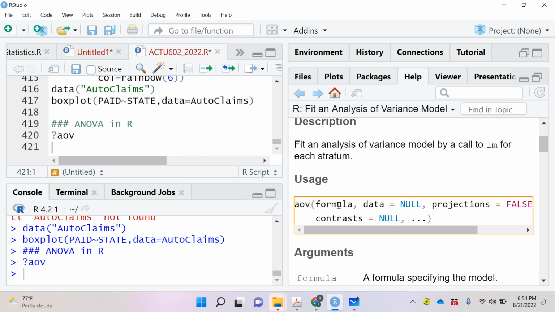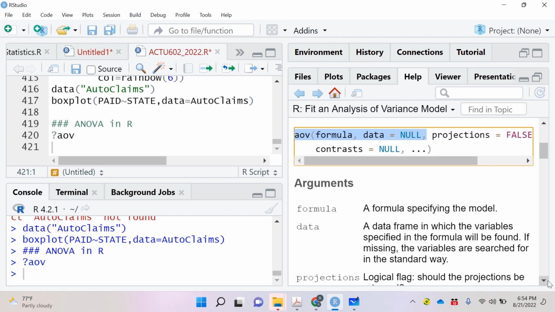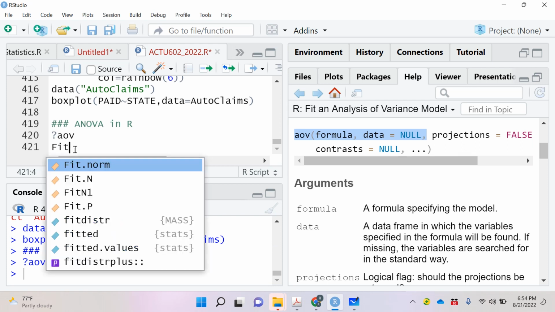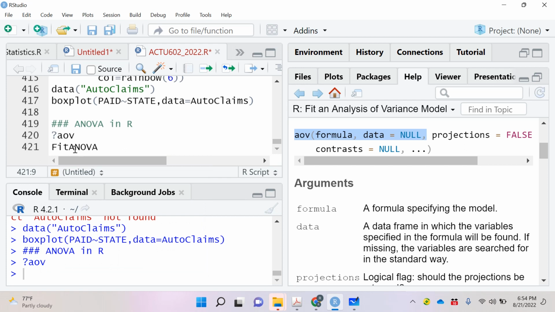So AOV needs a formula and it needs data. Those two are okay for us to go. Okay, so I'll copy that. The formula is usually a linear model. Data is a data frame in which the variables specified in the formula will be found. So let's see. The first one, we are going to fit ANOVA for insect, right? That's how I have named my own.